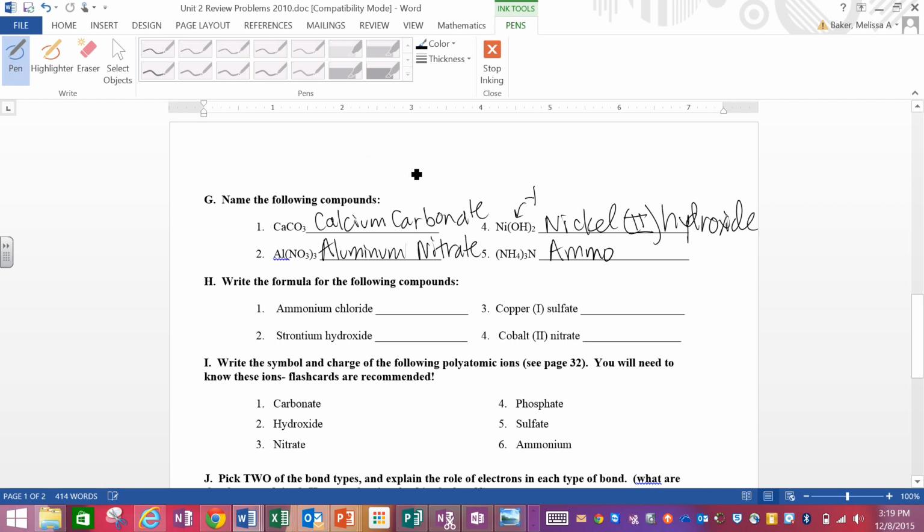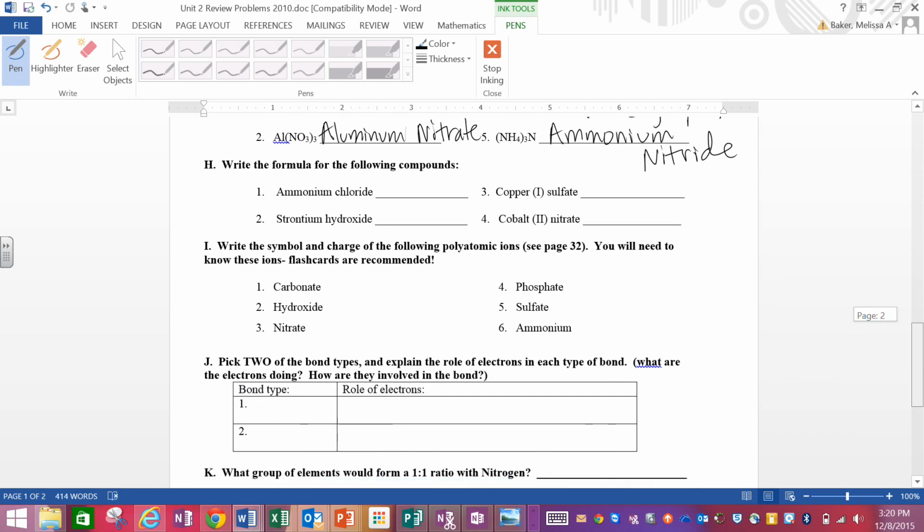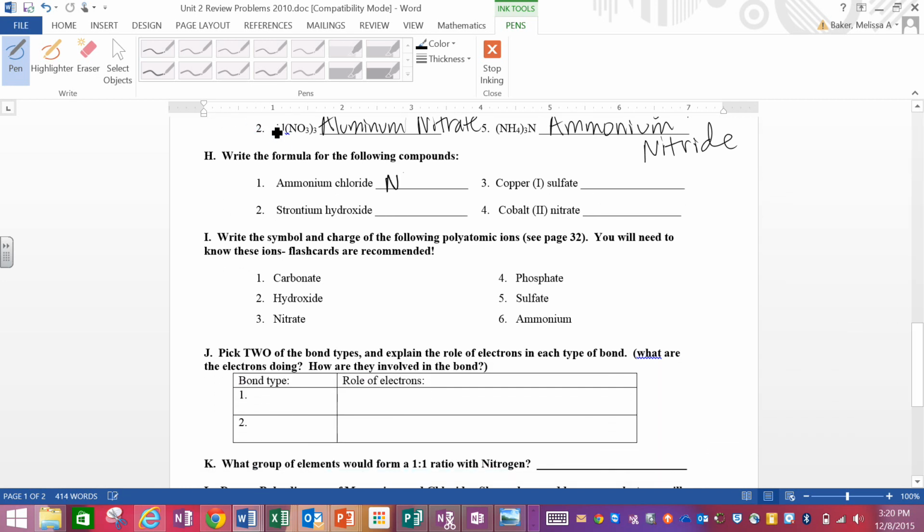Number 5 is ammonium nitride. Letter H, writing with polyatomic ions. Ammonium chloride, NH4Cl, let's check the charges, +1, -1, boom, we could slam them together.